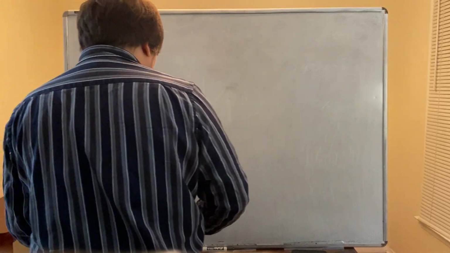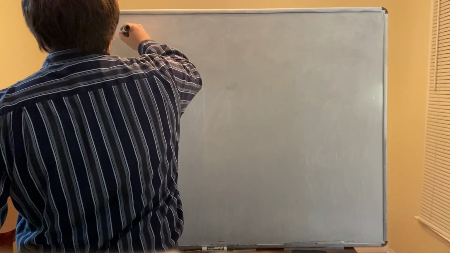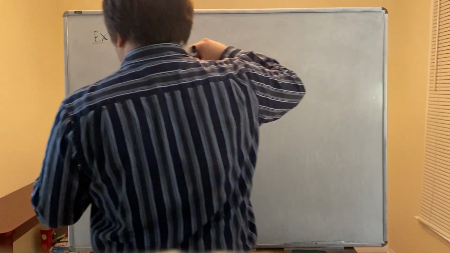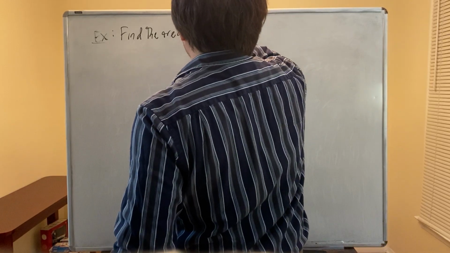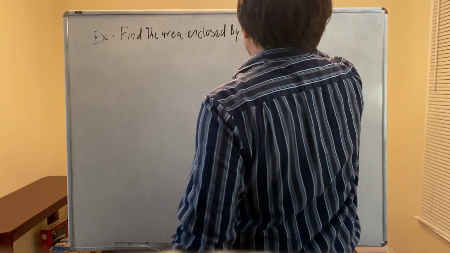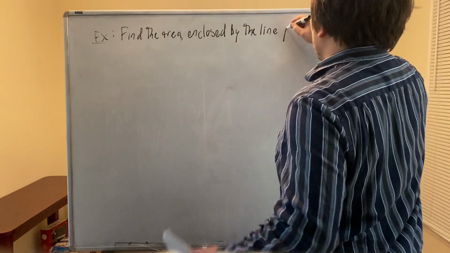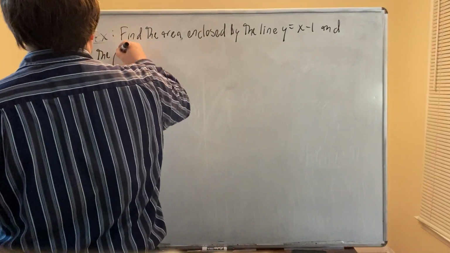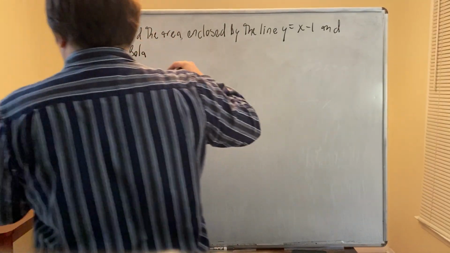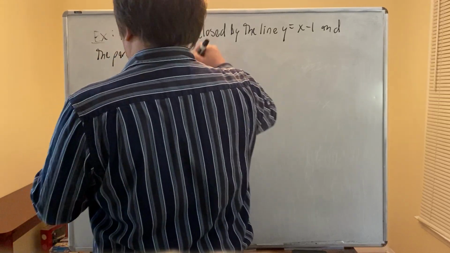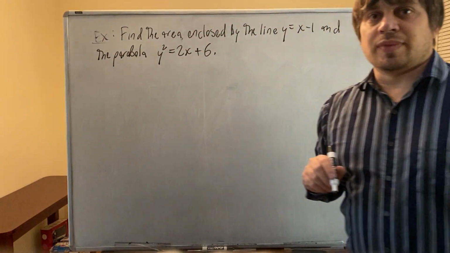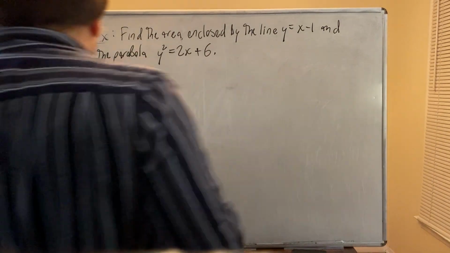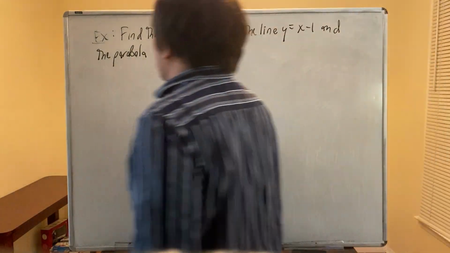Okay, so example: find the area enclosed by the line y equals x minus 1 and the parabola y squared equals 2x plus 6. Okay? Okay, good. So let's do this example. Solution.